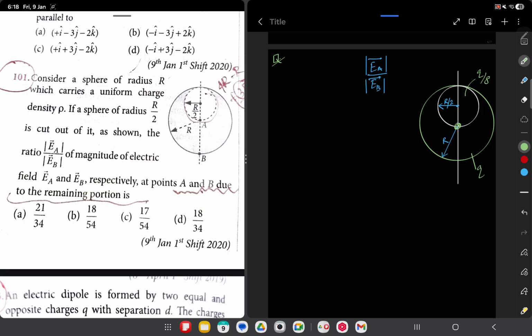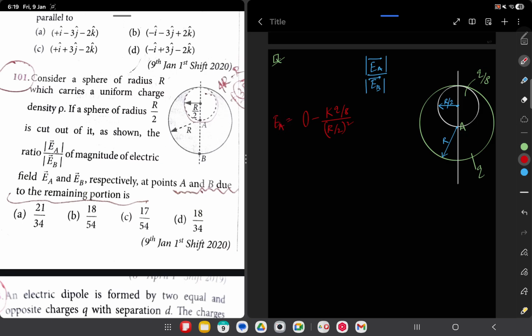You first need to find out the electric field for point A. I am saying for point A, you first need to find out the electric field of the total sphere at point A, that will be 0. And for this sphere at point A, that will be K into Q by 8 by R square, because this point is on the boundary of this sphere. So this will be the net electric field EA.